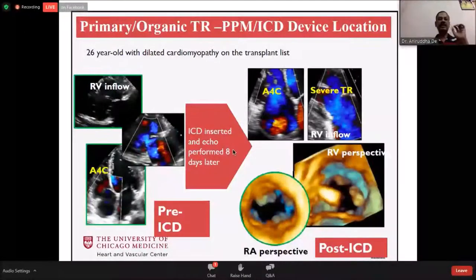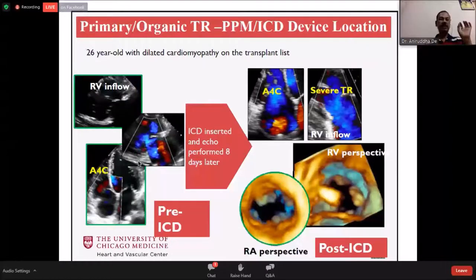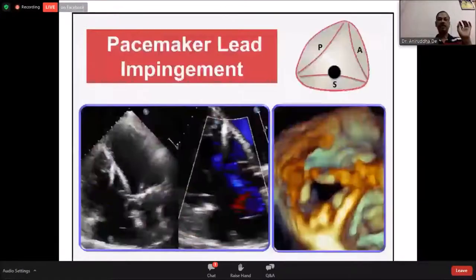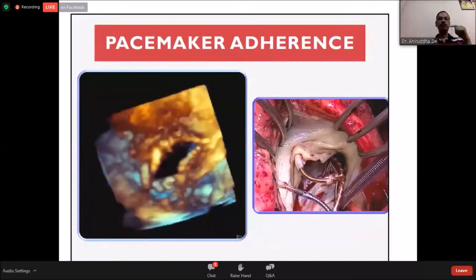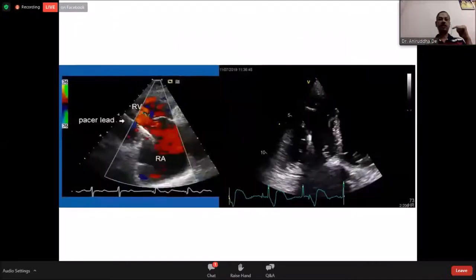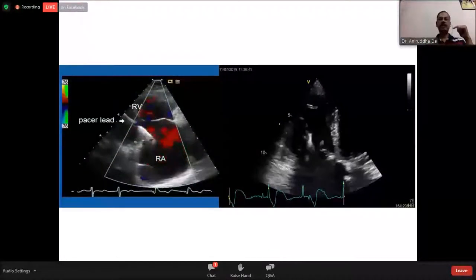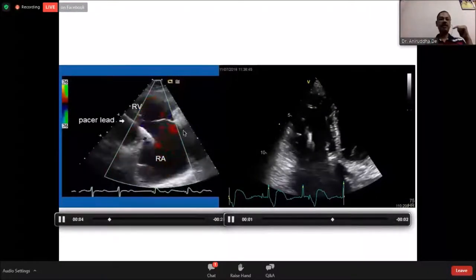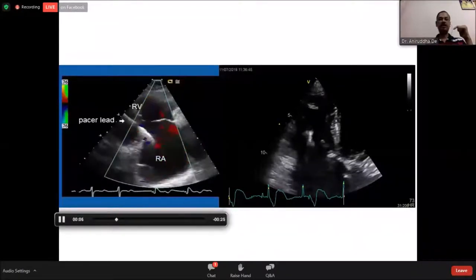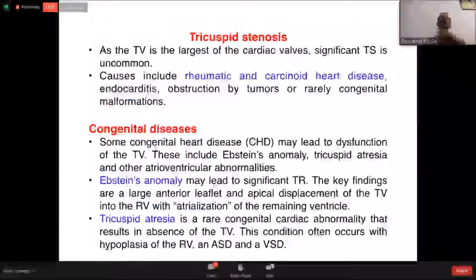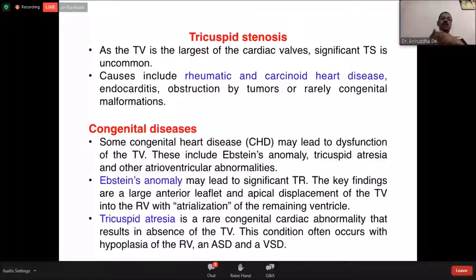See, this is an ICD inside an echo. There is very little TR. And after 8 days, post ICD, you can see the severe TR. There's also a pacemaker dependent TR because of lead impingement. So this is a pacemaker lead adherence, and there is severe TR. You can see the pacemaker lead is impacted in the tricuspid valve, and there is severe TR.